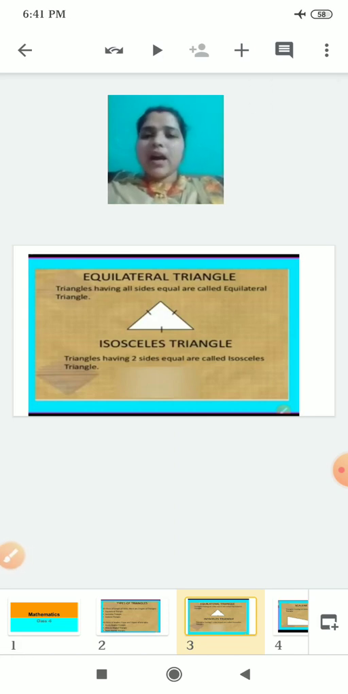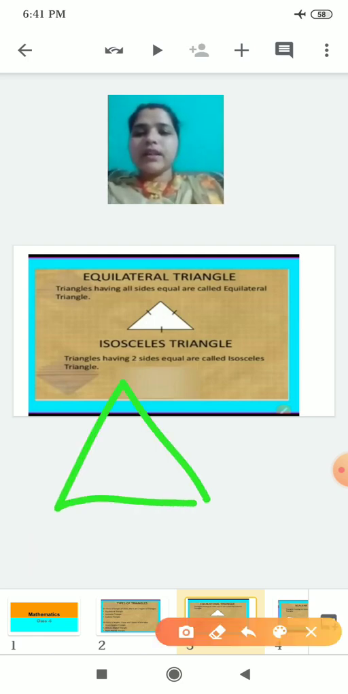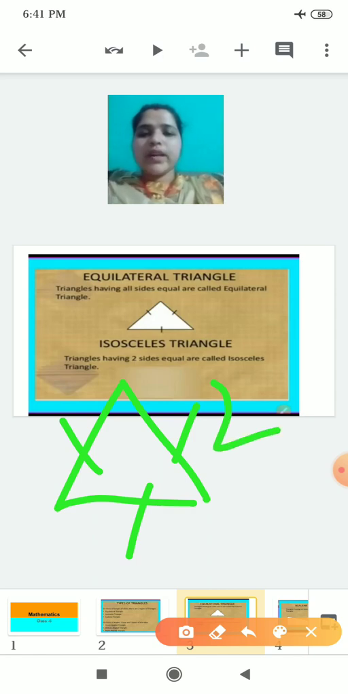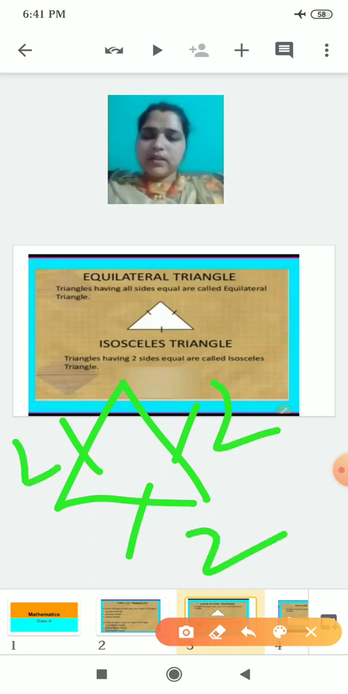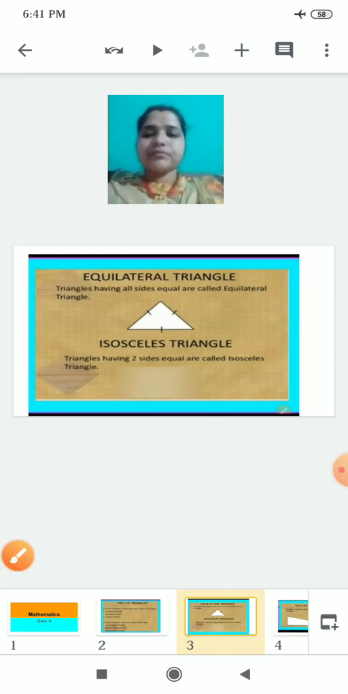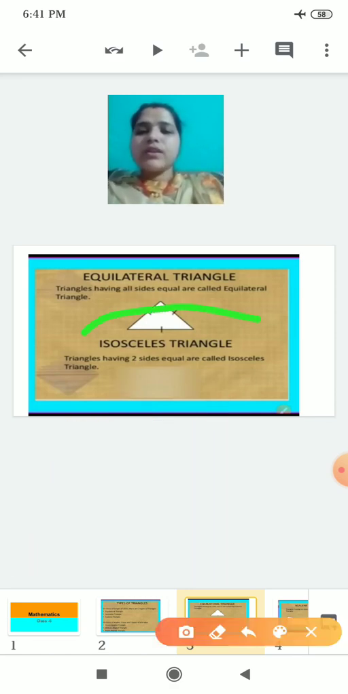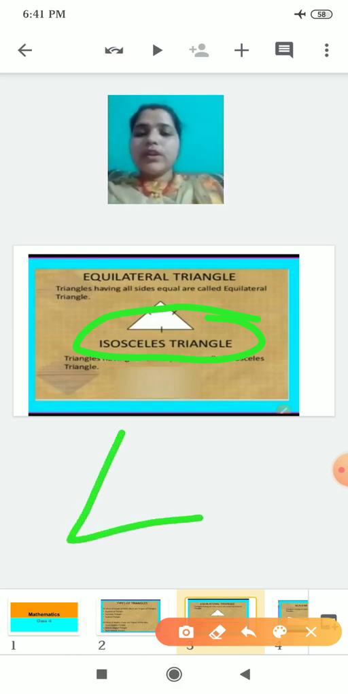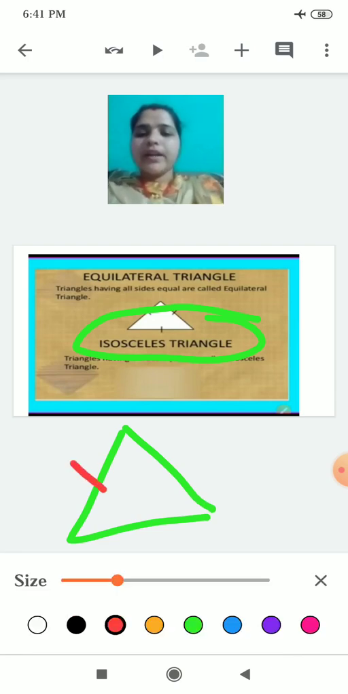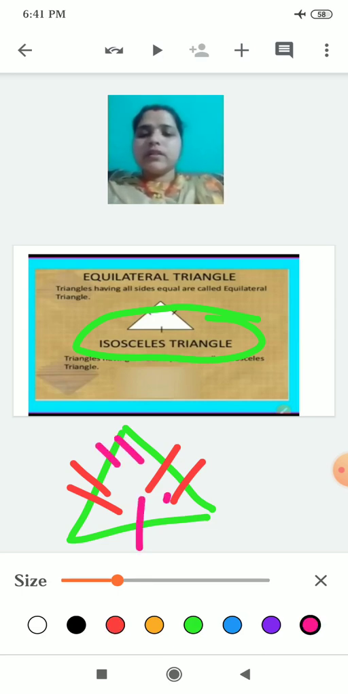See, first we have the equilateral triangle. Equi itself defines it. Equi means equal. Equilateral triangle means a triangle having all three sides equal. If one side is 2 centimeter, the other is 2 centimeter, and the third will also be 2 centimeter. This is the equilateral triangle. Next we have the isosceles triangle. It states that only two sides of a triangle are equal. Any two sides, it may be these both, or it can be these. It means any two sides will be equal.